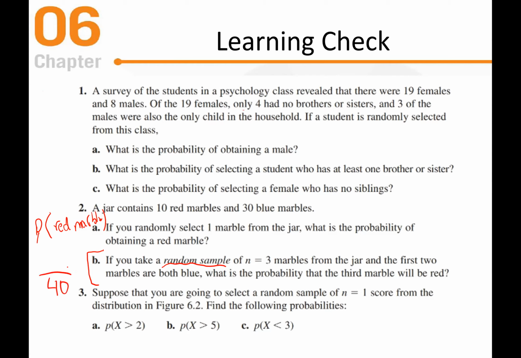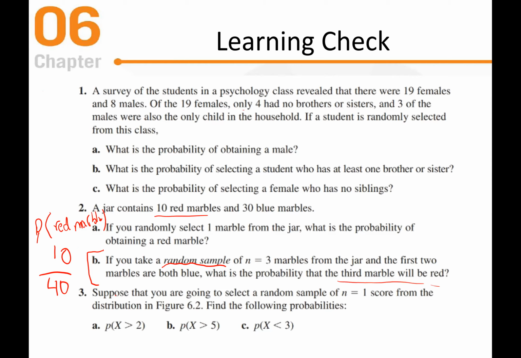And if we are doing sampling with replacement, that means that when we took those first 2 marbles that are both blue out of the jar, we put them back into the jar so that our probabilities can stay constant. So the probability that the third marble will be red is going to be 10 out of 40, because we are doing sampling with replacement.